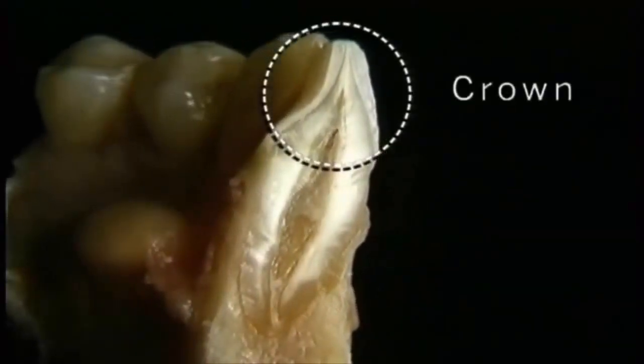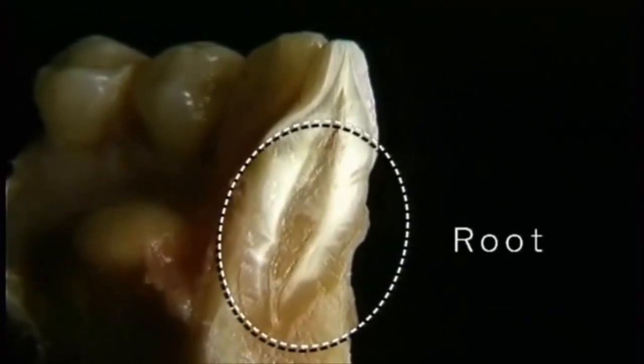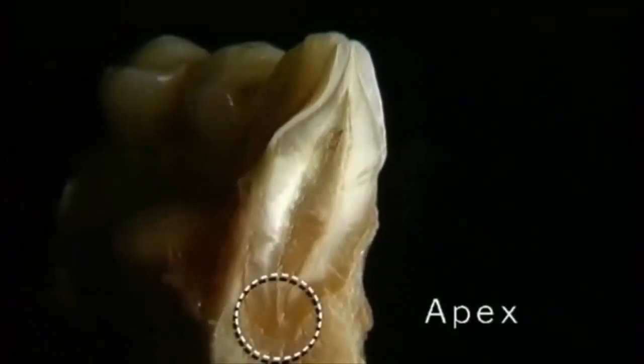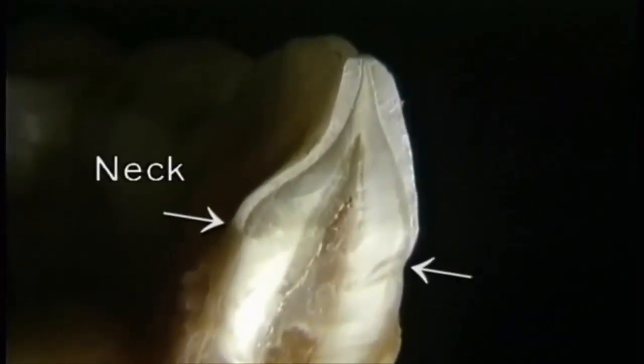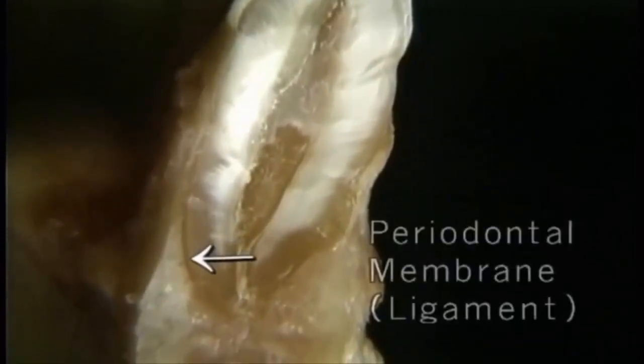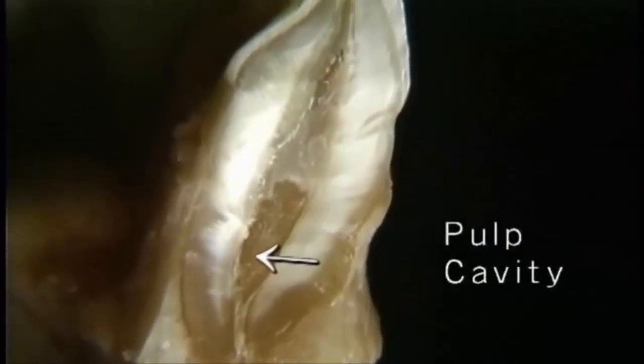Each tooth consists of a crown, which projects above the gingiva, and a root or roots which are embedded in bone. The tip of the root is called the apex. The crown and the root meet at this slight narrowing, the neck. The crown is covered on the outside with enamel, which is extremely hard. The inner part of the crown and the root are made of dentin. The tooth is fixed to the surrounding bone by a layer of specialized periosteum, the periodontal membrane or ligament. The space within the tooth is the pulp cavity.